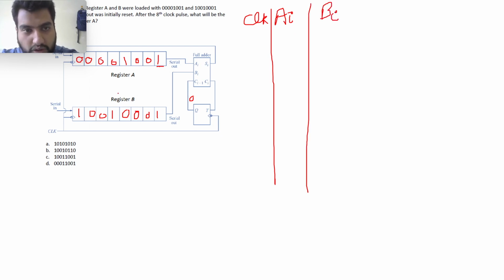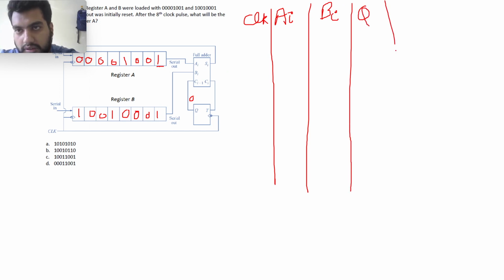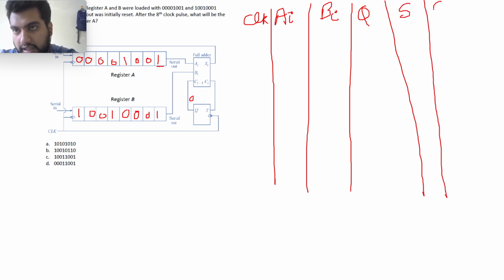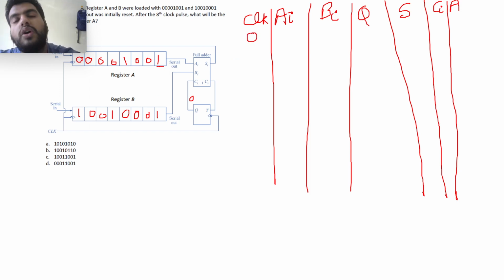BI similarly for this serial in, serial output register, once the contents are here, that content will be my BI, that bit. Then we have Q, then we have S, then we have CI, and finally we have the contents of register A. So initially, let's just mark the initial condition for clock cycle 0, that is serial clock equal to 0. My AI is 1, my BI is 1.